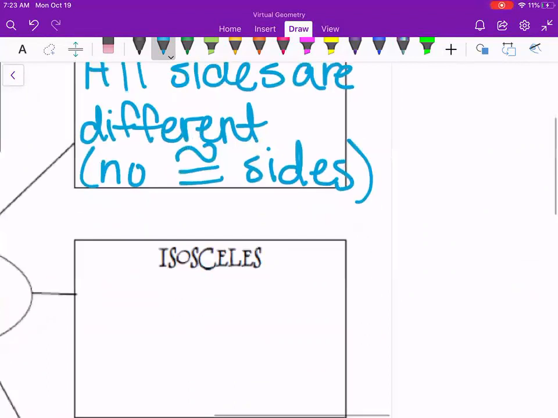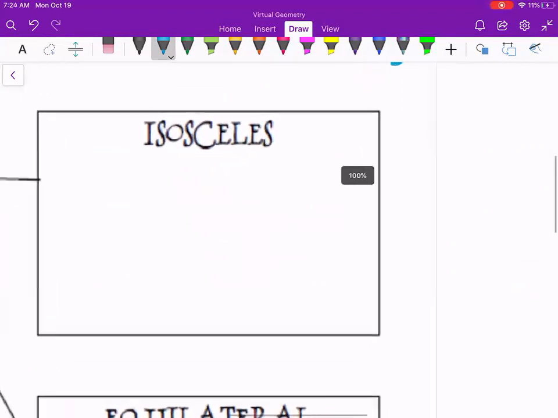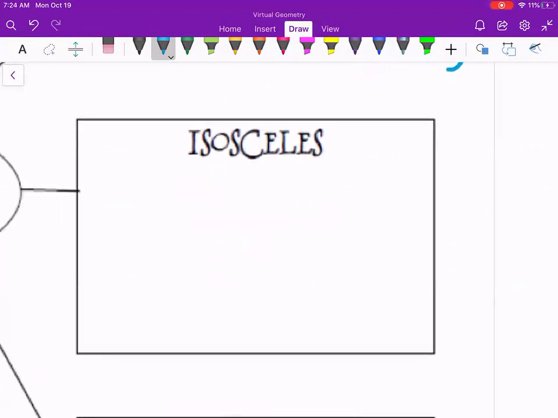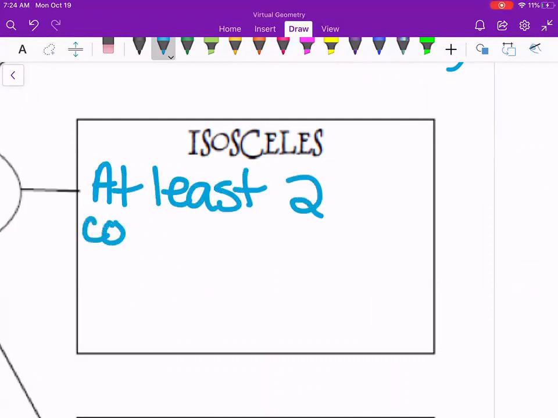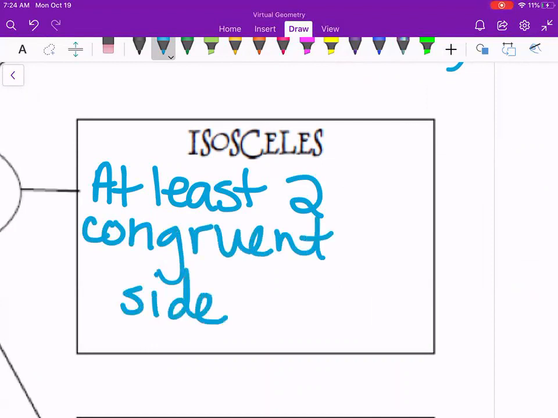Now we're going to look at what's called an isosceles triangle, which is a triangle that has at least two congruent sides. So it's going to have at least two of them.